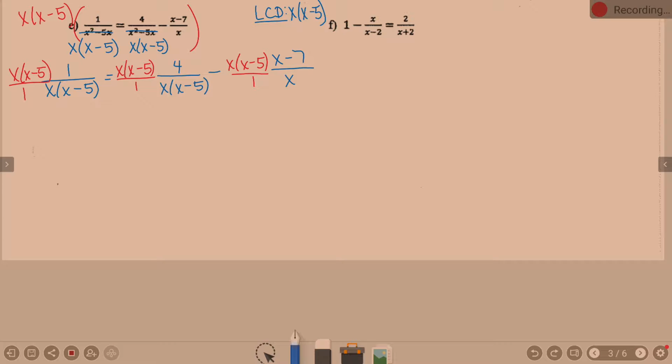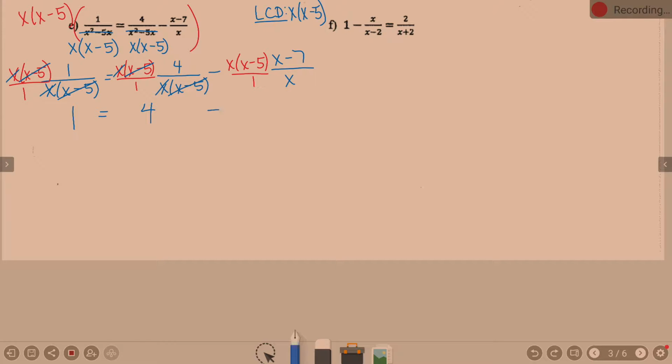What cancels on my first set? X cancels with x, and x minus 5 cancels with x minus 5. Important question to answer correctly. What remains? 1. Don't tell me nothing, because even when everything cancels out, there's always 1. So it's going to be a 1. Equals. What cancels next time? X, x, x minus 5, x minus 5. What remains this time? 4.